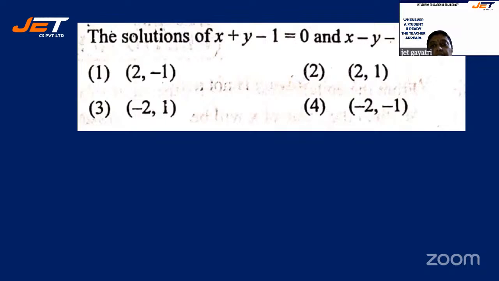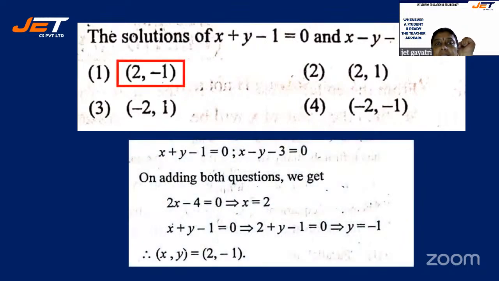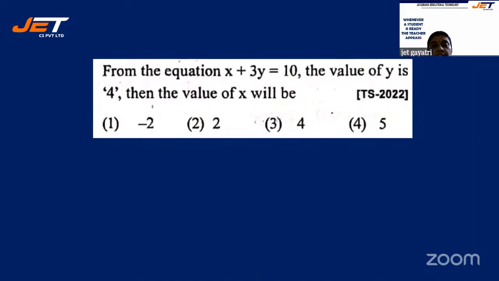The solution of x plus y minus 1 is equal to 0 and x minus y minus 3 is equal to 0 is dash. Is it 2 comma minus 1? 2 comma 1, minus 2 comma 1, 2 comma minus 1. Right, so now how do you do this? It is x plus y minus 1 is 0, x minus y minus 3 is 0. On adding both equations, we get the value of x is 2, y is minus 1. That's why 2 comma minus 1. So solutions means what? The value of x, the value of y. All right, see the next question.